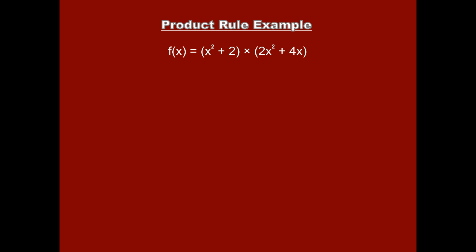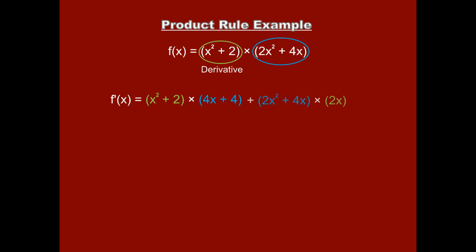Let's practice the product rule by finding the derivative of f of x equals the quantity x squared plus 2 times the quantity 2x squared plus 4x. Just follow the saying I taught you. Take the first quantity, which is x squared plus 2, and multiply it with the derivative of the second quantity. Using the power rule we learned previously, you'll get 4x plus 4 as the derivative of the second quantity. Next, add the quantity x squared plus 2 times the quantity 4x plus 4 to the product of the second quantity times the derivative of the first quantity. The derivative of the first quantity is 2x using the power rule also.